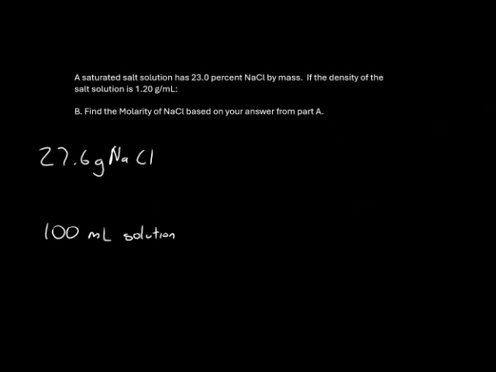Now, based on the information we found in Part A, we can now calculate molarity if we wish. The definition of molarity is our moles of solute, that's NaCl, divided by our liters of solution. Therefore, Part A of this process is to change our grams of NaCl to moles. Part B of this process will be to change our 100 milliliters to liters. We'll begin with Part A.